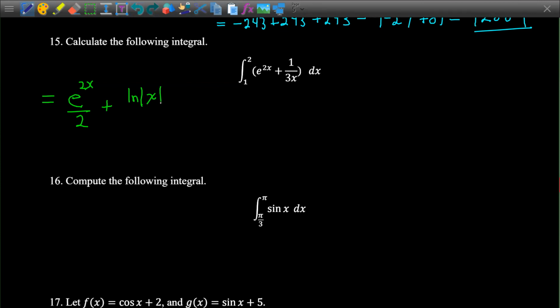And then what else do you need? So we didn't have just 1 over x. We basically had 1/3 times 1 over x. So I need to keep that in there, so that if we were to differentiate this, we would get 1/3 times the derivative of the natural log of x, which is 1 over x. And you get your 1/3 x, which is what we had in our integral. So that is the correct antiderivative.